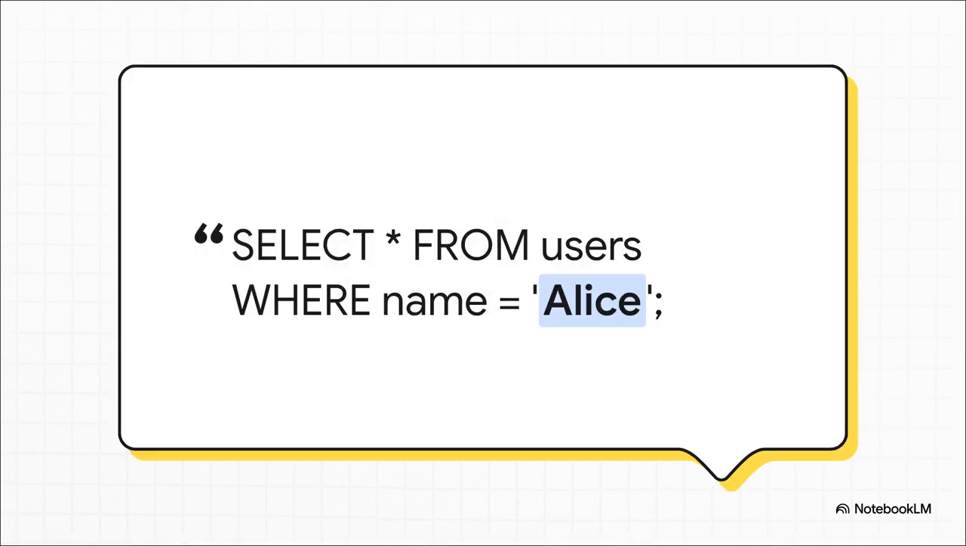And again, the command is like we're just talking to it. We say select, which means show me. The star means everything. So select everything from the users table where the name is Alice. It's like asking the librarian to go pull every folder that has Alice written on it.